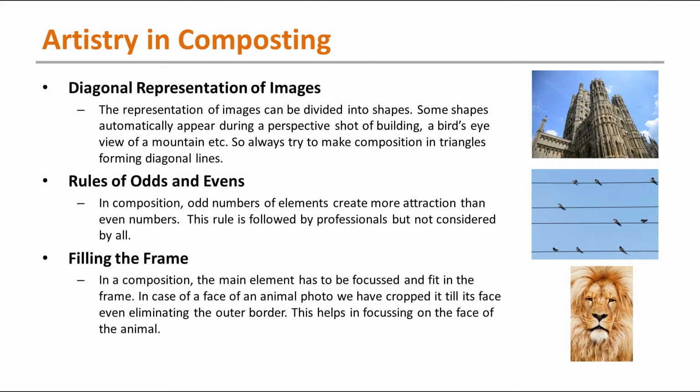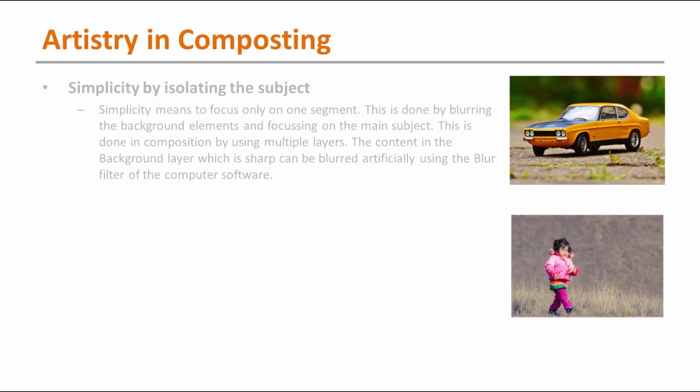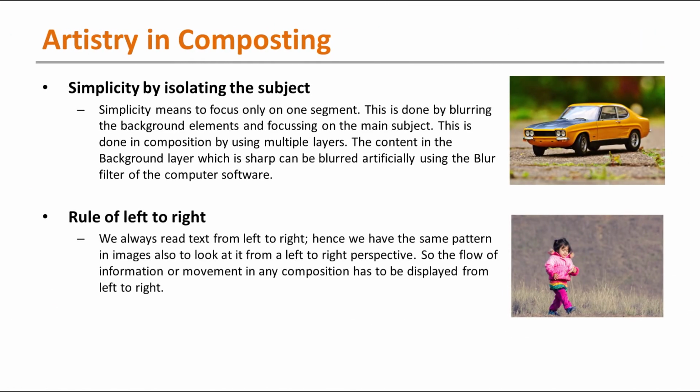In a composition, the main element has to be focused and fit in the frame. In the case of a face of an animal photo, we have cropped it till its face, even eliminating the outer border. This helps in focusing only on the face of the animal. Simplicity means to focus only on one segment. This is done in composition by using multiple layers. The content in the background layer, which is sharp, can be blurred artificially using the blur filter of the computer software.